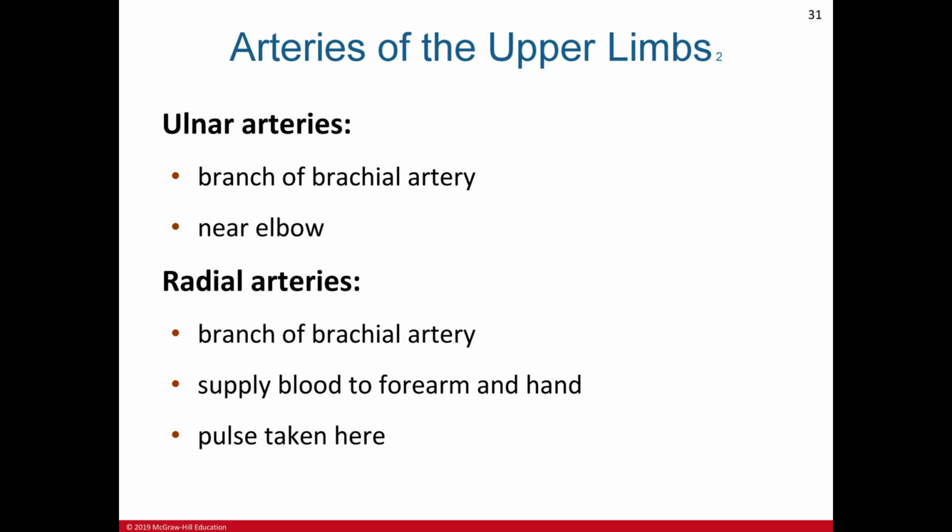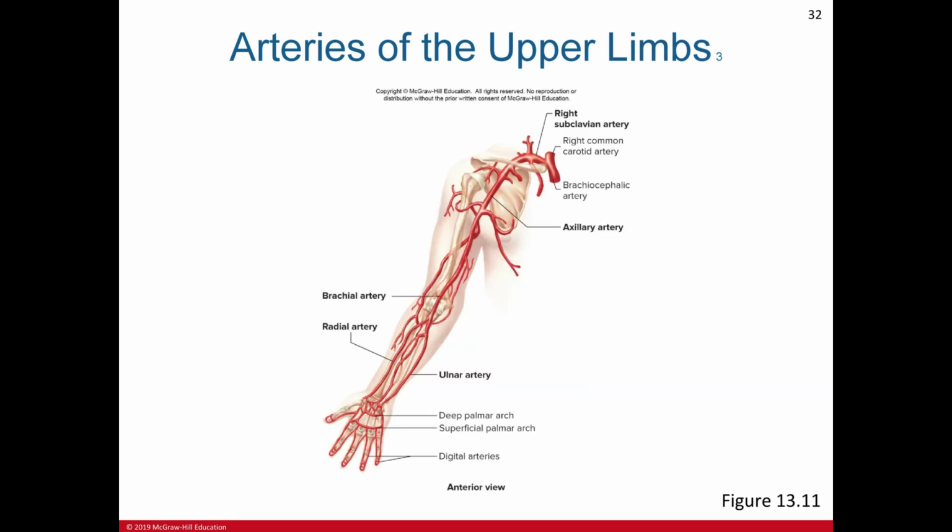So on the distal part of your upper limbs, we have the ulnar artery and the radial artery. The ulnar artery is a branch of the brachial artery. It is found near the elbow, and the radial artery is a branch of the brachial artery. It supplies blood to the forearm and hand, and this is where your pulse is taken.